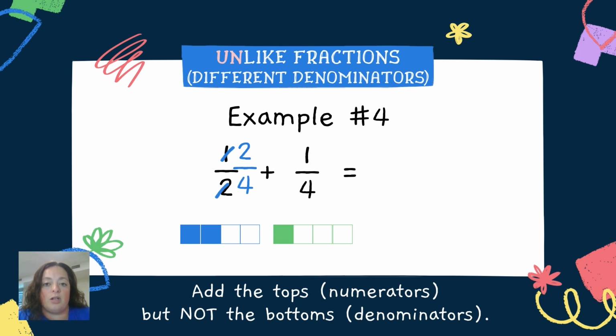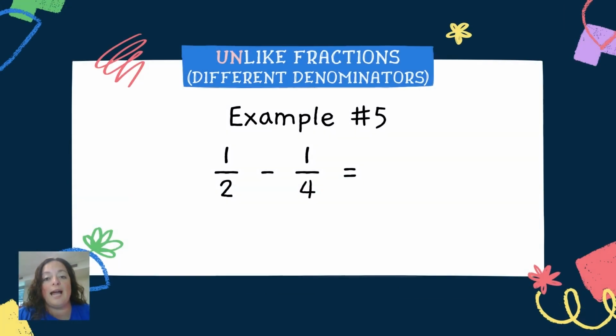So in this situation, the common denominator is 4. We can change 1/2 to 2/4 by multiplying both the top number and the bottom number by 2. 1 times 2 is 2, and 2 times 2 is 4. So 1/2 is equal to 2/4. Now that we have the same size pieces and the same denominator, we can add together the 2/4 and the 1/4. When we put them together, you can see we have 3/4.